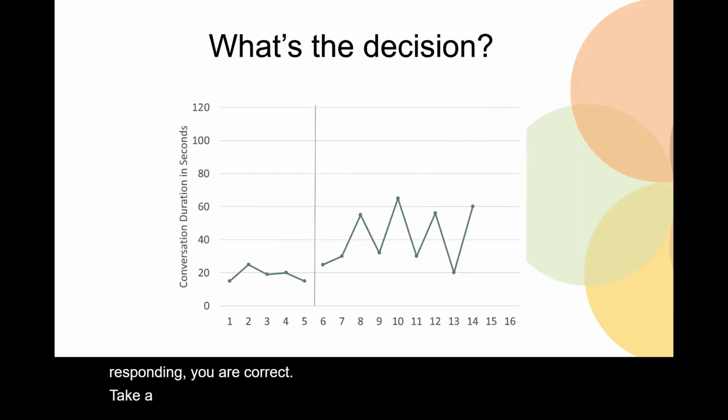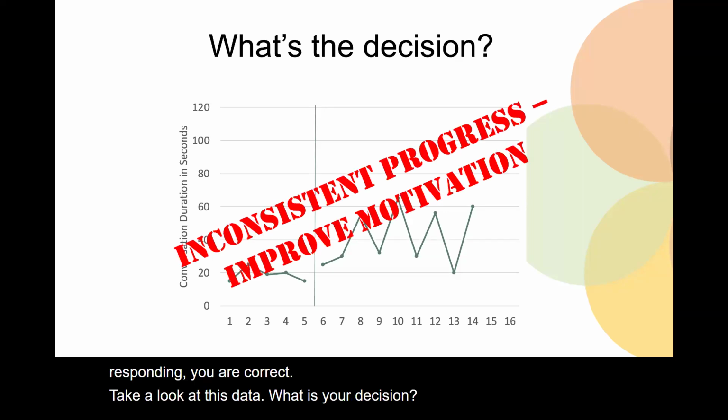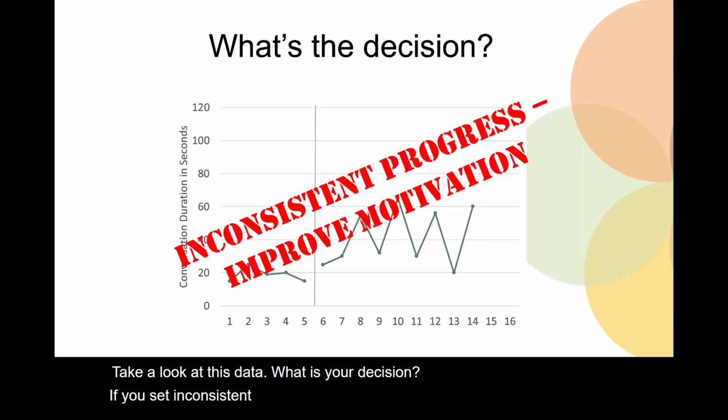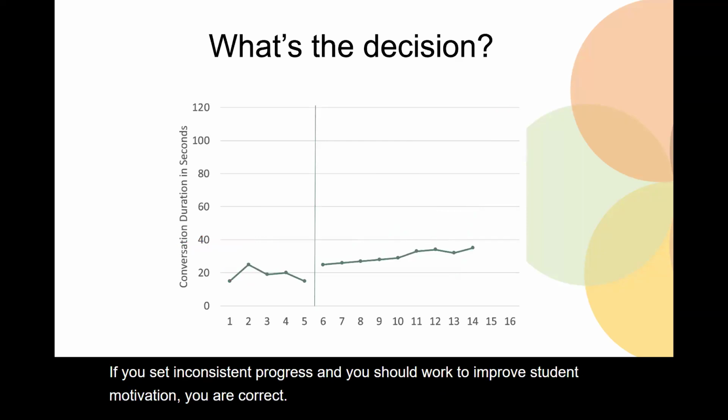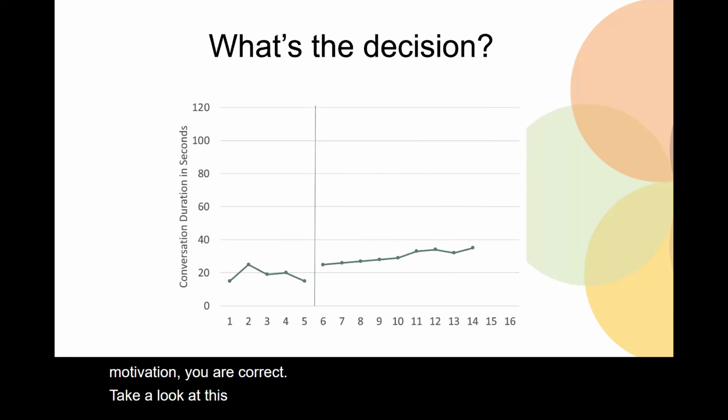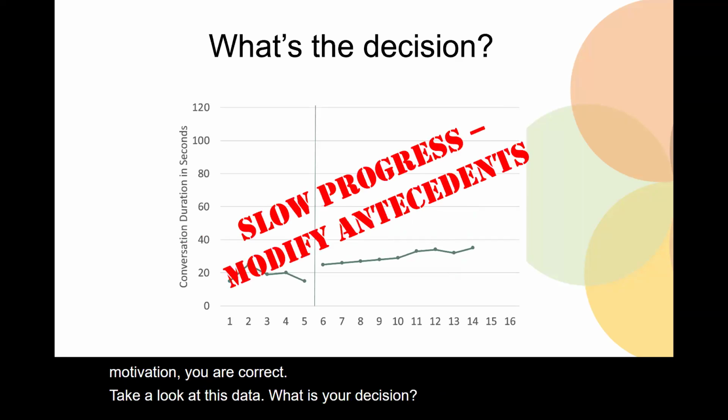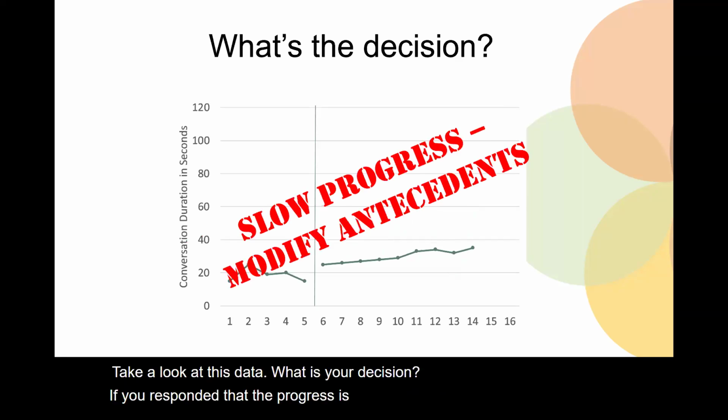Take a look at this data. What is your decision? If you said inconsistent progress and you should work to improve student motivation, you are correct. Take a look at this data. What is your decision? If you responded that the progress is slow and antecedents should be modified, you are correct.